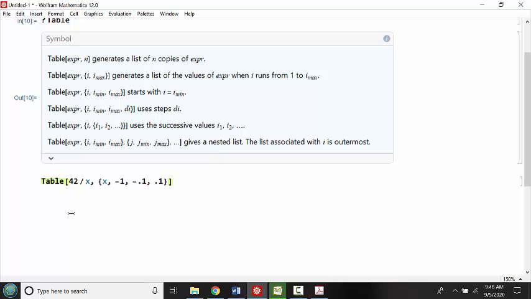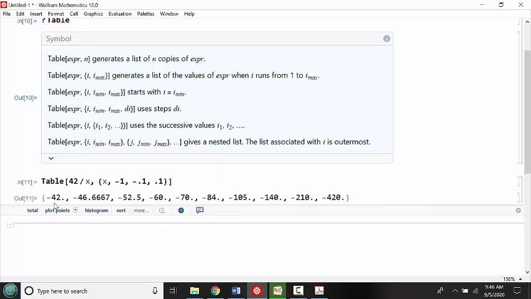So this table will give us values of 42 over x, starting with x equal to -1, stopping with x equal to -0.1, and it will hit -0.9, -0.8, -0.7, all the way in between. So here's the value of 42 over x when x is -1. This is -0.9, -0.8, all the way down to -0.1. So you can see that we start at -42 and stop at -420, with negative signs in front of everything.